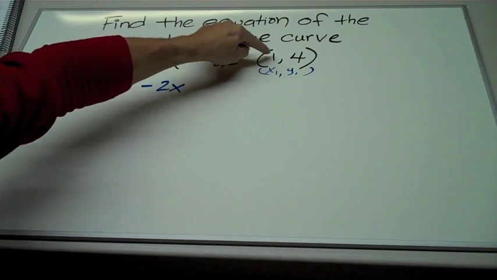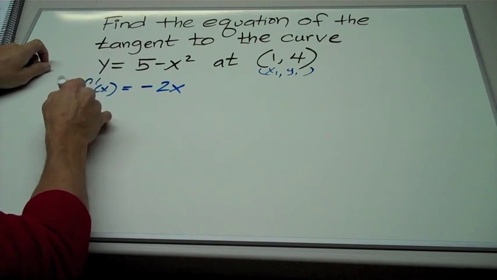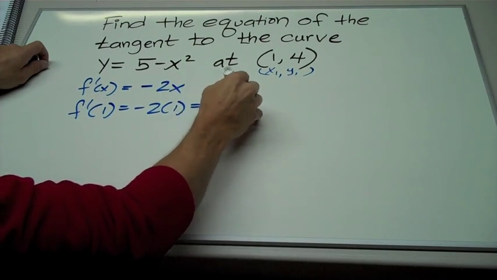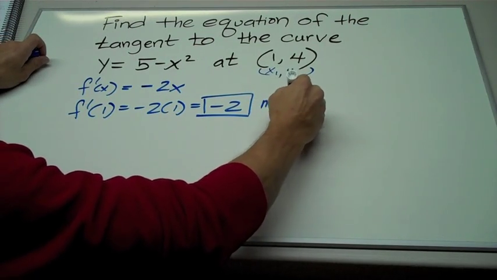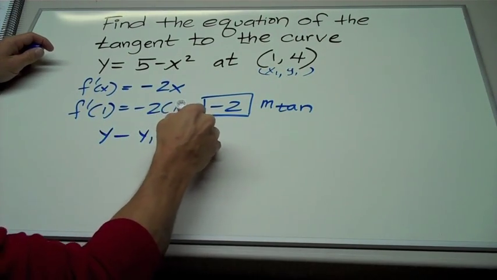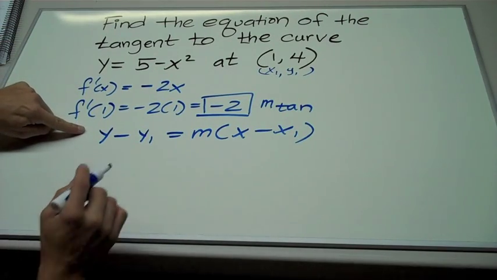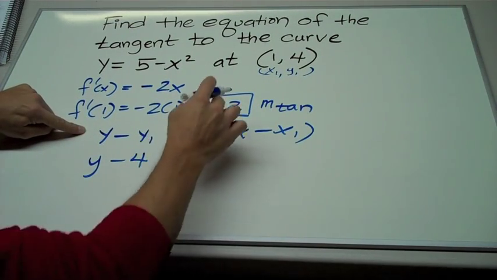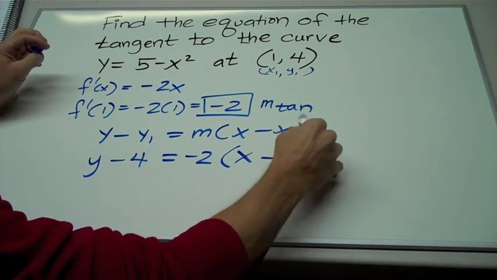Then we have to plug in our x1, because we want to know what's happening at this point, x1. So f'(1) is -2 times 1, which is -2. We must recognize that this is m tangent. We can then go to y minus y1 equals m times x minus x1. That's our point slope formula. Plugging in 4 for y1 and -2 for m, and this will be x minus 1.